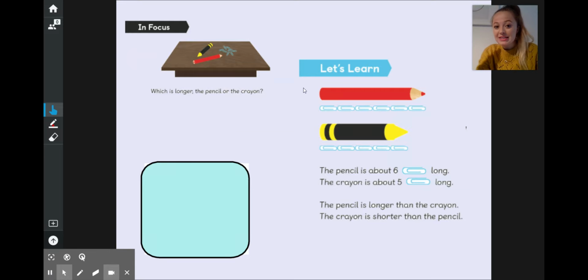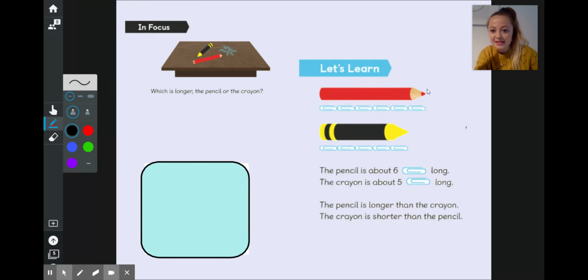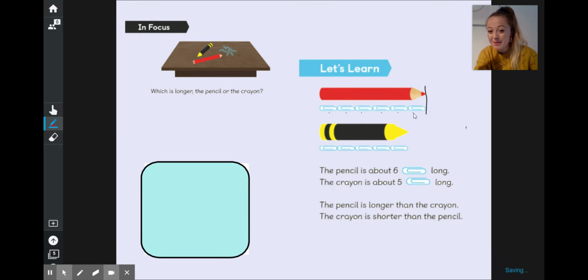Okay, so that's what our friend here has done. They've moved out the pencil and the crayon, lined up the paper clips, starting from the starting line to find out that the pencil is about 6 paper clips long and our crayon is about 5 paper clips long. Can we all see that this goes all the way up to here? 1, 2, 3, 4, 5, 6 paper clips long. 1, 2, 3, 4, 5 from end to end, 5 paper clips long. So which one is longer? It was this one. I wonder if any of you got that right. And which one is shorter? This one down here. Fantastic.